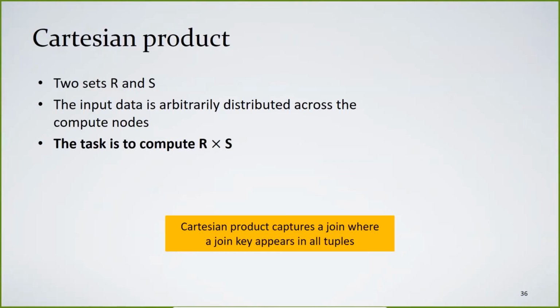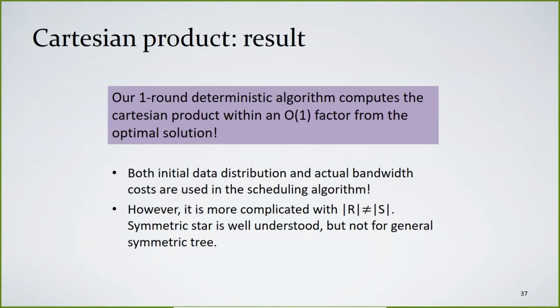So, continuing here, same for Cartesian product. A very similar result, again, where we now have a constant factor by following the same idea. This time we will use both the distribution and the bandwidth of the links in the algorithm. The assumption here is that the sizes of R and S are equal. It is way more complicated if we relax this assumption and the two tables we do the Cartesian product on are no longer the same size.